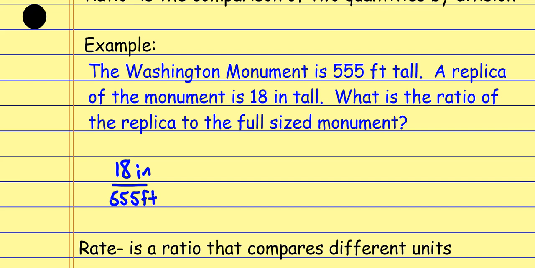Then, just like any other fraction, I want to reduce this. These are each divisible by 3, so that's going to be 6 over 185. It's important to keep the units here because that was inches compared to feet. The reason that's important is because this is a special kind of ratio that we call a rate. A rate is a special kind of ratio where the things being compared have different units. So this would be an example of a rate. It's 6 inches for every 185 feet. Okay, so that's what we call a rate.